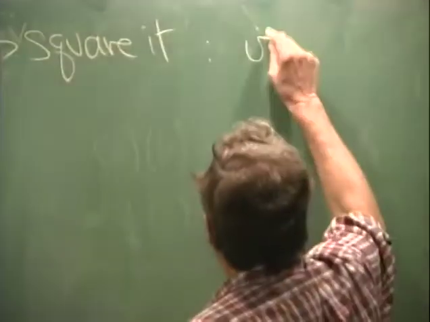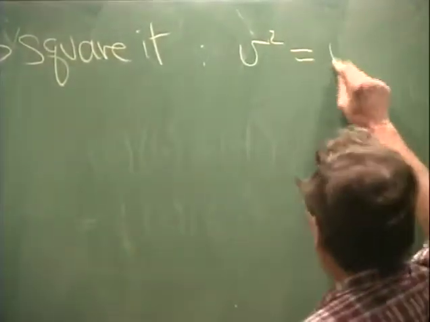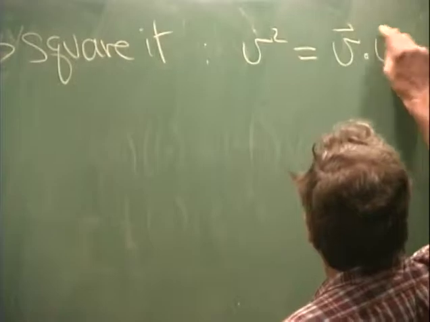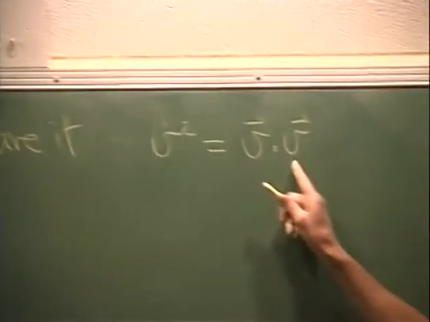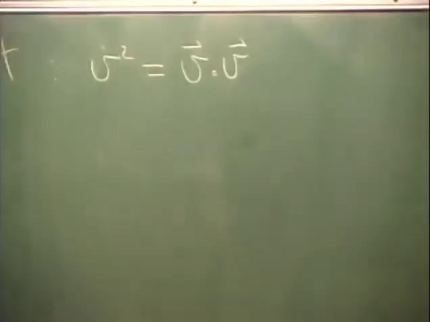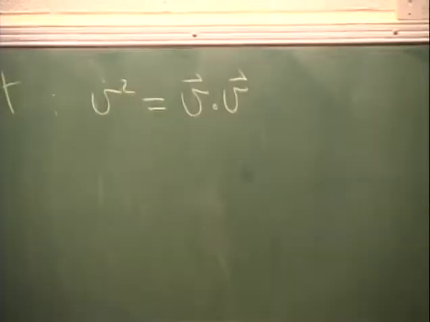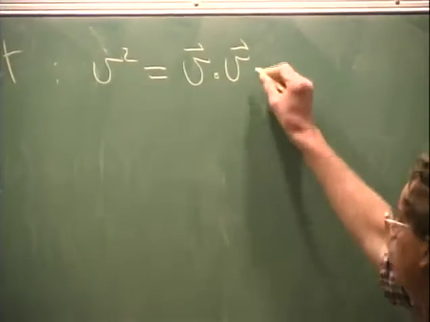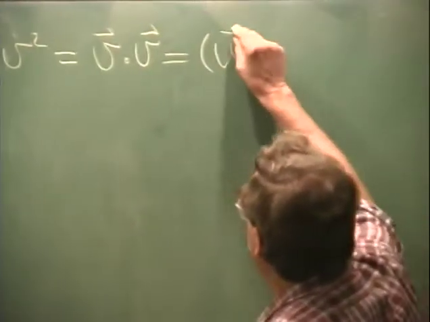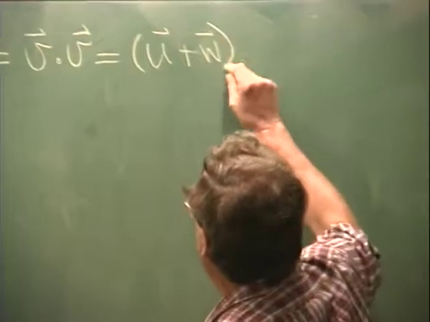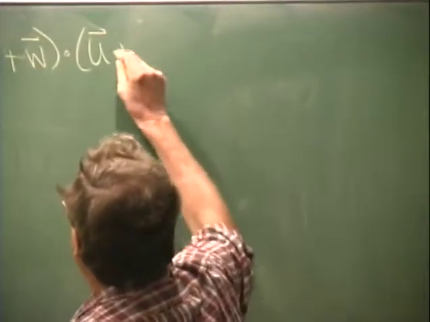Squared. So I get v squared equals, well, it's v dot v if you like. That would be the length of v times the length of v times the cosine of the angle between them, but the cosine between something and itself is 1. So this is equal to v dot v. So let me calculate it using the fact that that's u plus w dot u plus w.